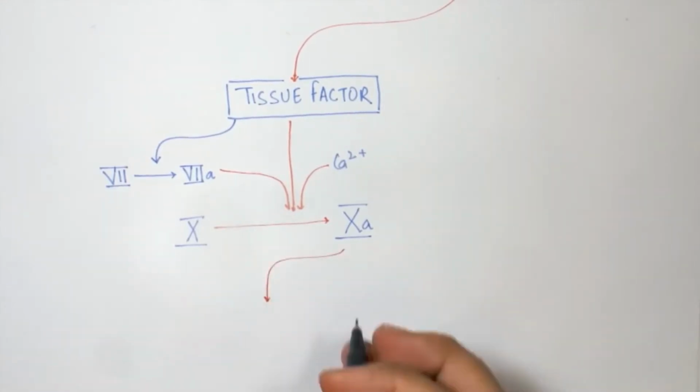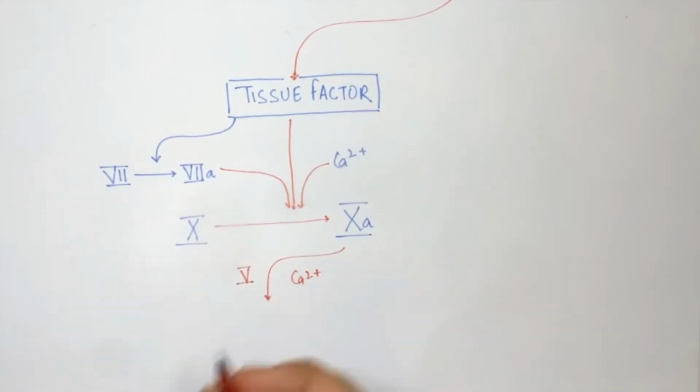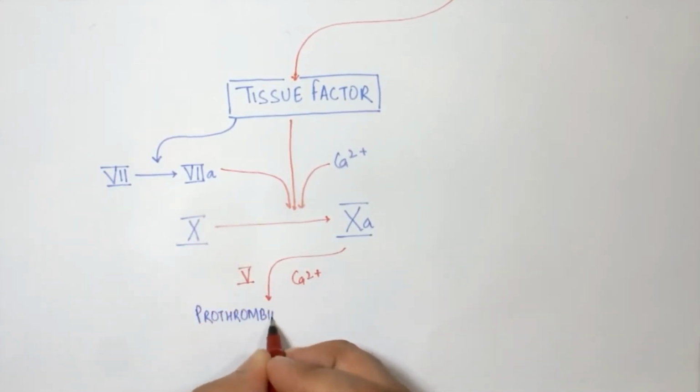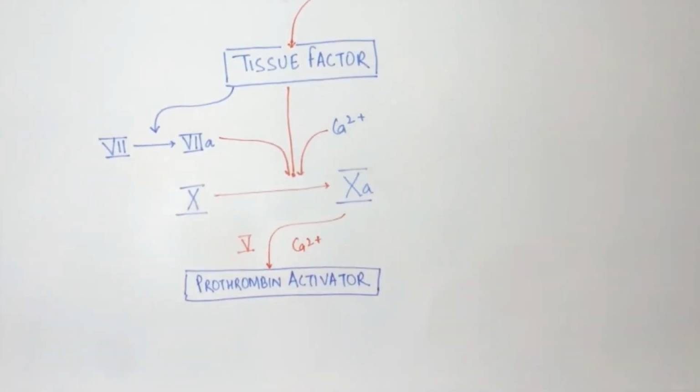And then the activated factor number 10, in the presence of calcium ions, and factor number 5 forms the prothrombin activator. And the rest of the events are the same, that is, the prothrombin activator causes the conversion of prothrombin into thrombin.